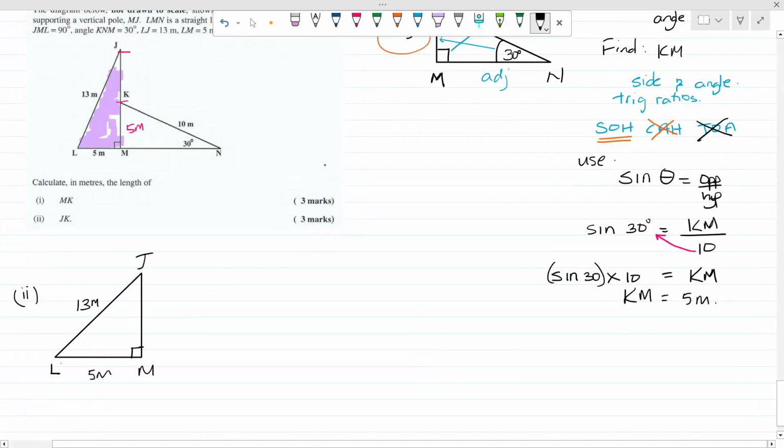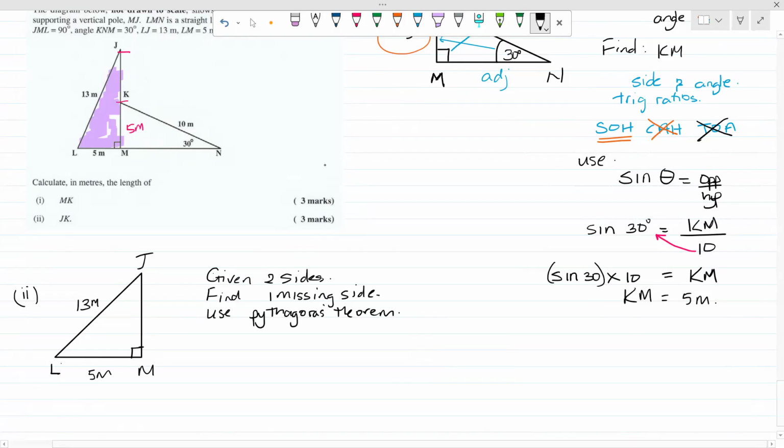Now notice there's no angle given here. So when there are no angles and we have 2 sides, and we want to find one missing side, what are we using? Anybody knows? This is our opportune time to use Pythagoras' theorem. The formula is a squared is equal to b squared plus c squared. A must always be the hypotenuse. So this is A. We could put this as B and we could put this as C.